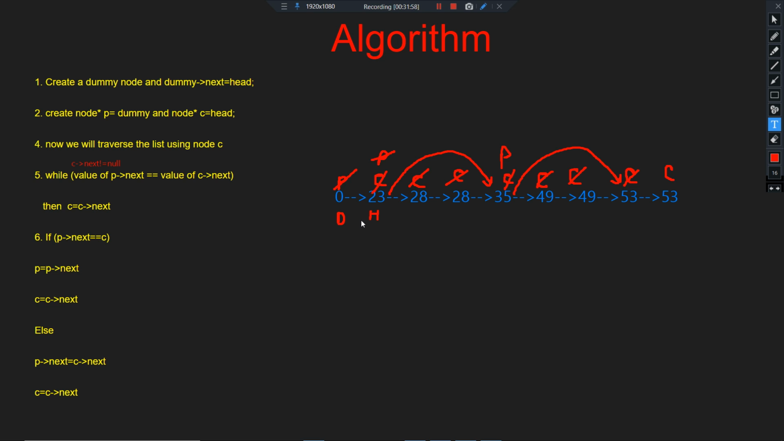So now P's next equals C? We can clearly see that P's next is not equal to C. P is here and C is here. So we will put C's next into P's next. C's next is null, so its next will be null. Now we will put C equals to C's next. Now our C also becomes null.